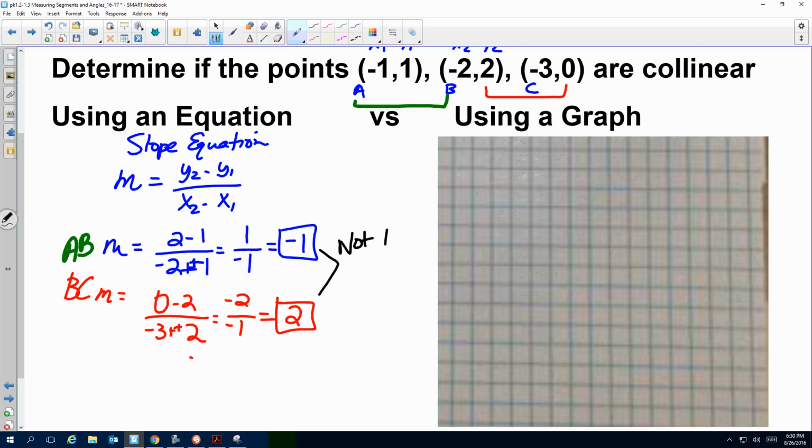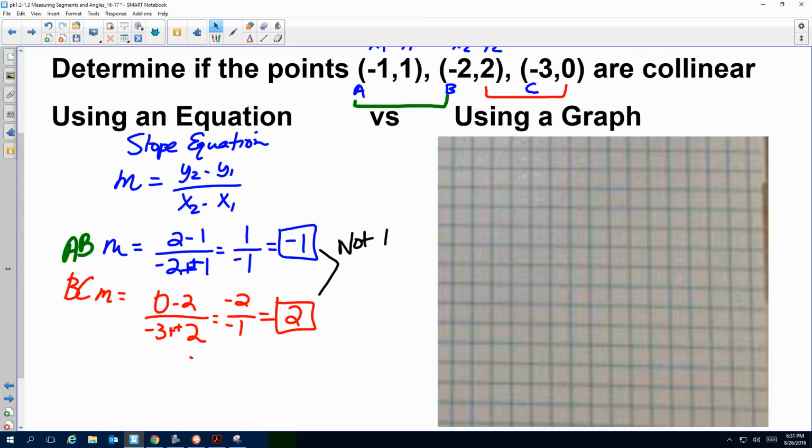Don't do this on me. This happened the last time. Not the same slope. Therefore, they are not parallel. Come on. Yes, dang it. All right.